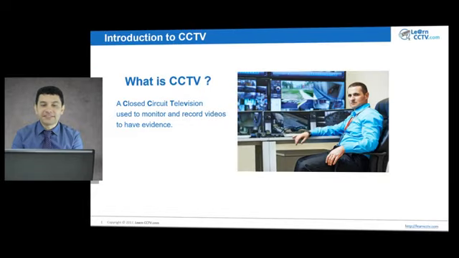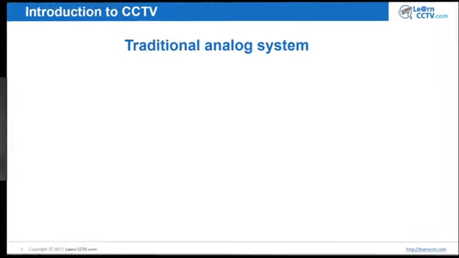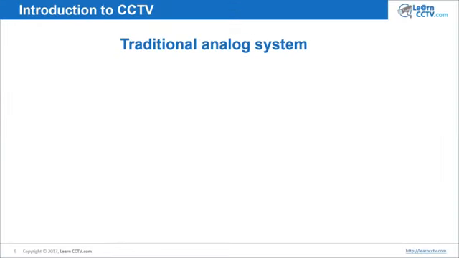What is CCTV? It's a closed circuit television used to monitor and record videos to have evidence. Just basic like this, right? There's more to CCTV, of course, but let's keep it simple like this right now, and later you can learn more. So let's have an idea here of how a traditional system works. Let's start with the analog system.